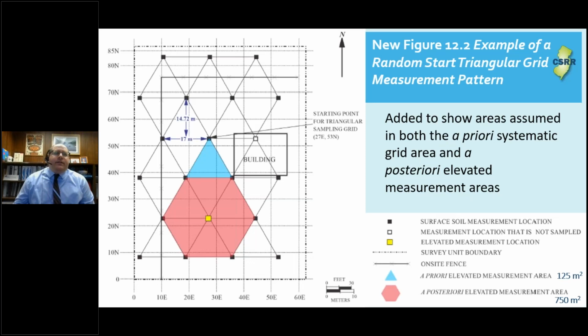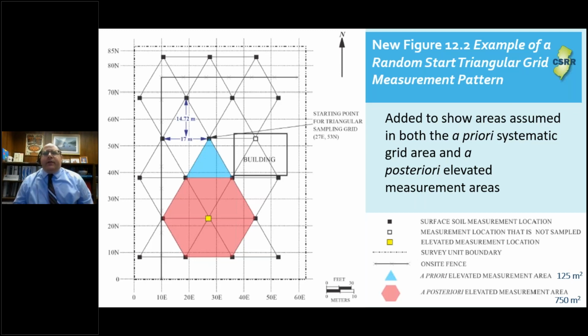The a priori DCGL EMC, denoted by the blue area, is determined during survey planning based on the hypothetical maximum hotspot area between systematic sample or measurement locations. An a posteriori DCGL EMC, denoted in red, is determined when an elevated measurement above the DCGL for the whole survey unit is detected. And these two different elevated measurement areas have been misunderstood in the past.